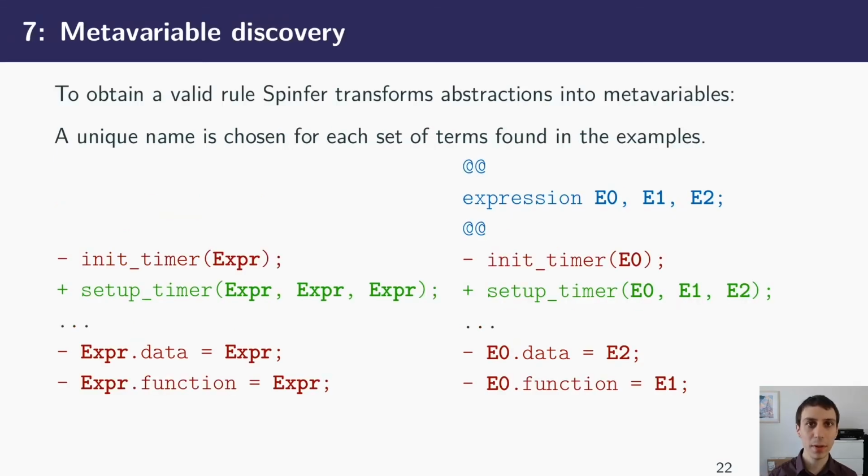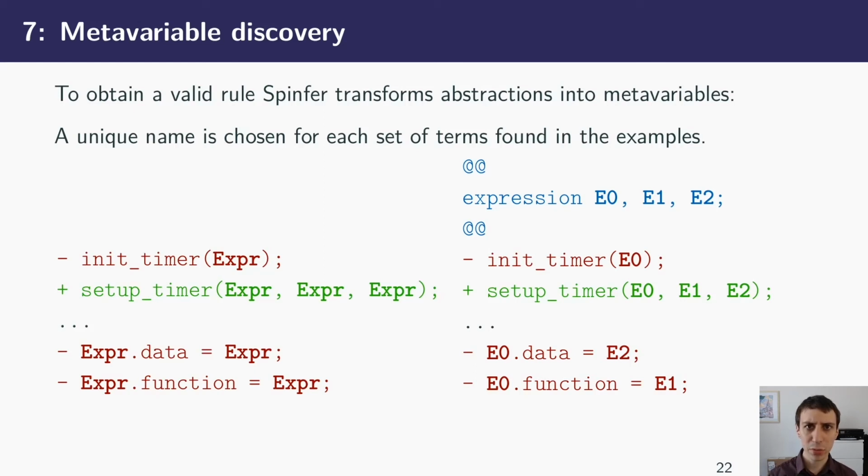The last step is to convert each abstracted expression into metavariables. Here, we have 8 abstracted expressions to convert: 1 for init timer, 3 for setup timer, 2 for the data field initialization, and 2 for the function field initialization.